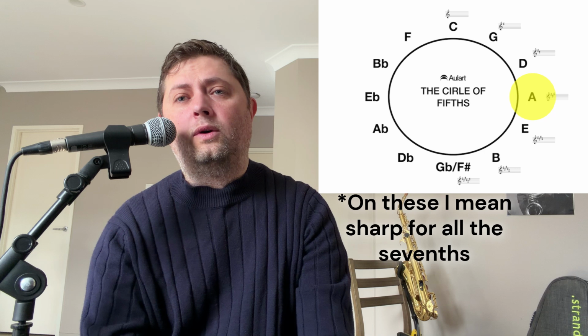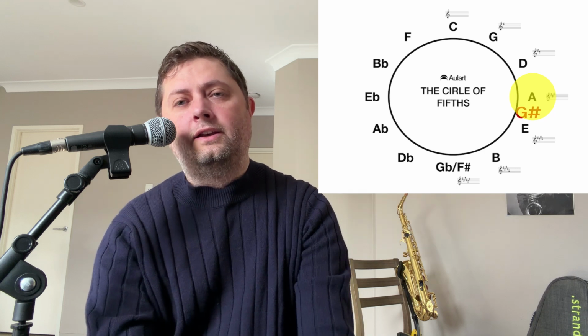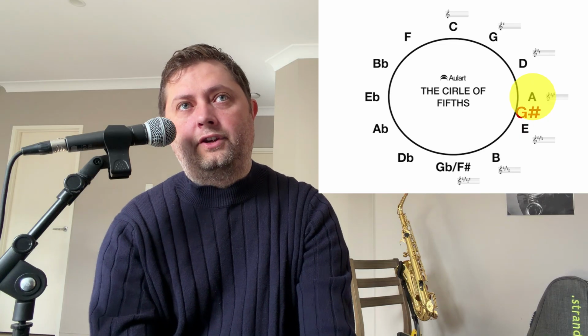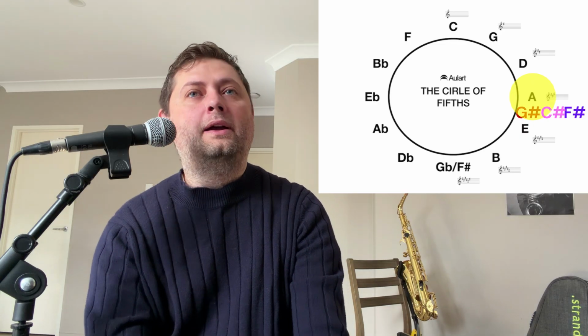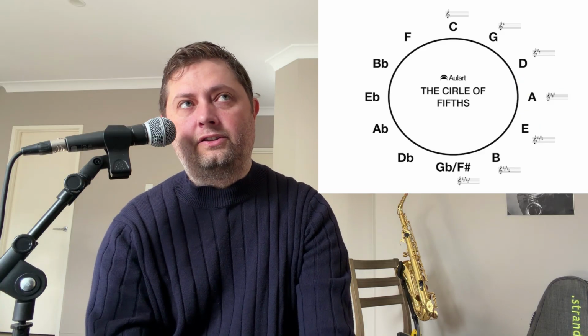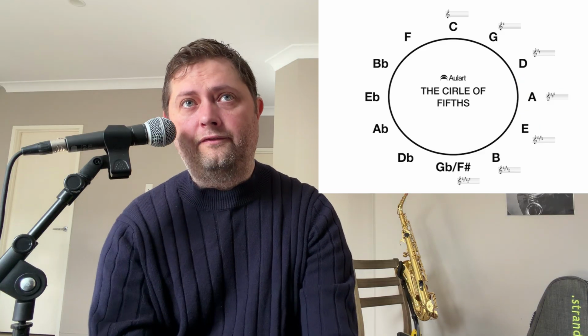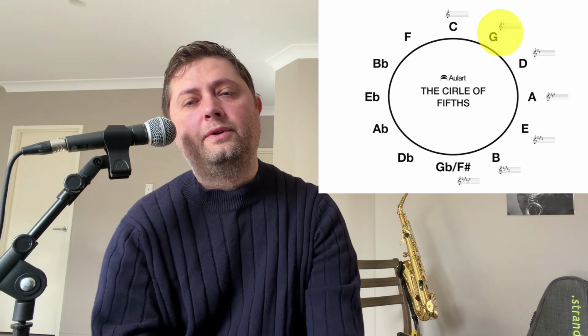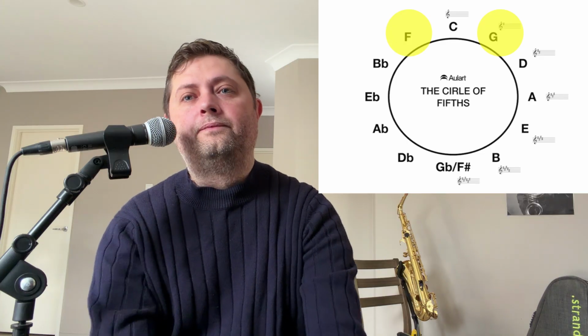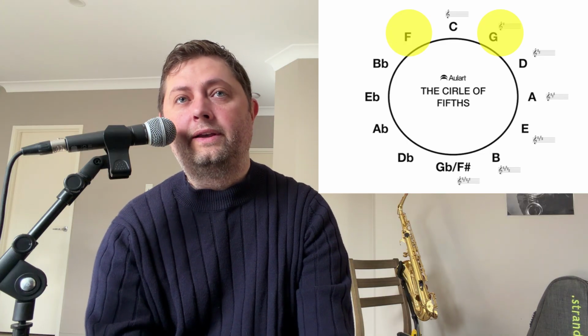A, what's the seventh of A? It's a G, so the newly introduced sharp is a G sharp. So A will have F sharp, C sharp, and G sharp. That's a cool way of doing it. Another way is you can just look at the circle of fifths, and if you start on the first sharp, which is G, and we look at the first fourth to C, which is F, we can start there.